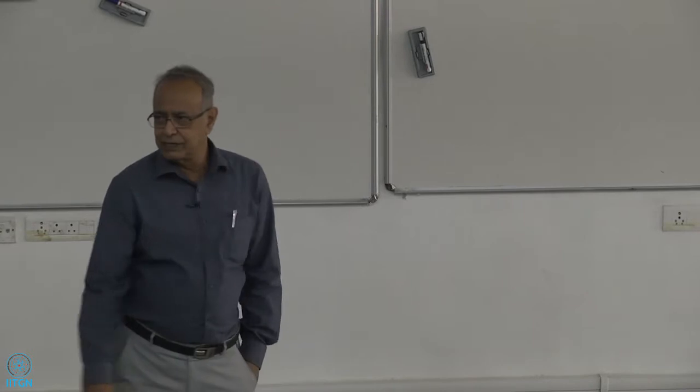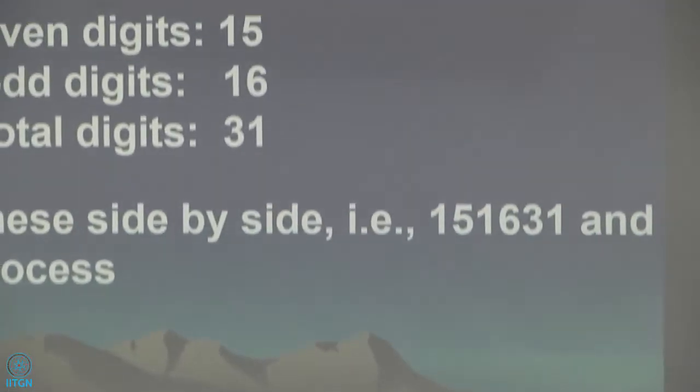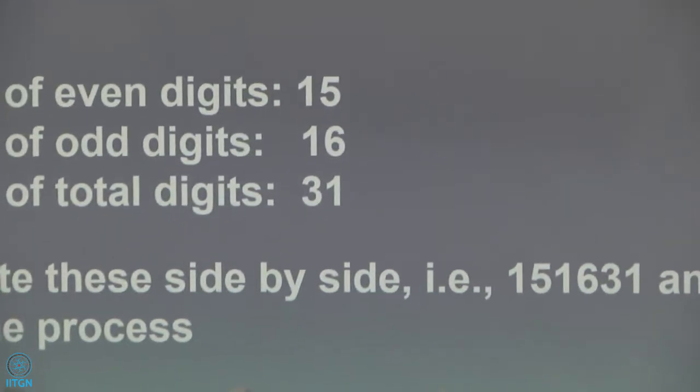In this particular case, you will be having 15 even digits, 16 odd digits, so obviously 31 total digits. So, you write these three numbers side by side, that is, you write 1, 5, 1, 6, 3, 1. So, now you have only one even digit, 6, and 5 odd digits, and total digits is 6.